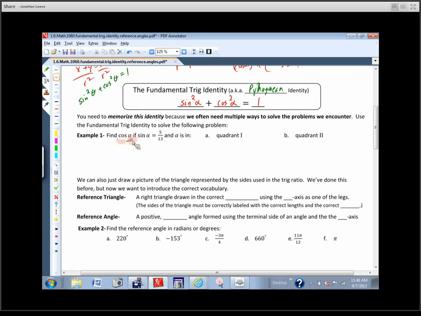What I don't know is the cosine of alpha. So wherever there's a sine of alpha, I'm going to put 5/13. So I'm going to put a 5/13 here. So 5/13 quantity squared, that's the sine of alpha, plus the cosine squared of alpha equals 1.